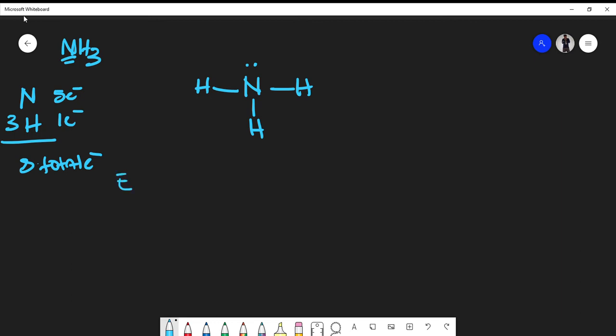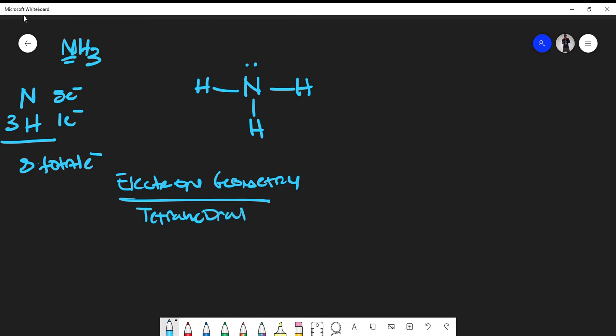Now, what would be the electron geometry? Well, the electron geometry is straightforward. I'm just counting the electron groups. So we have one single bond, that's one electron group, another single bond, that's one electron group, another single bond, that's one electron group, and we have a lone pair. In this case, it's still one electron group. So we have 1, 2, 3, 4. So that's 4 electron groups. And if we have 4 electron groups, that electron geometry is tetrahedral. Now, let's talk about the molecular geometry.